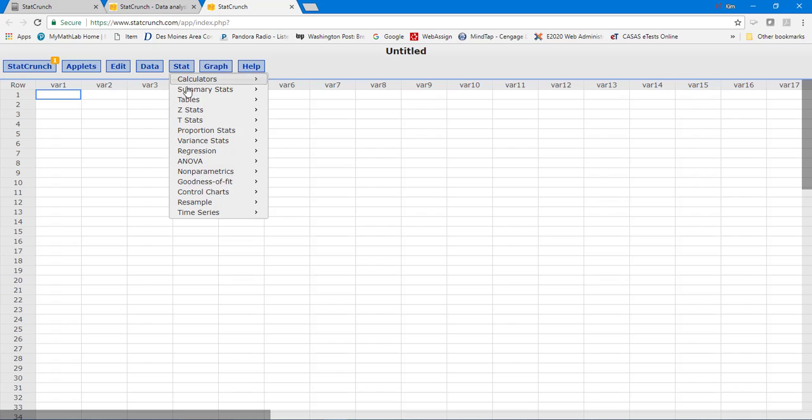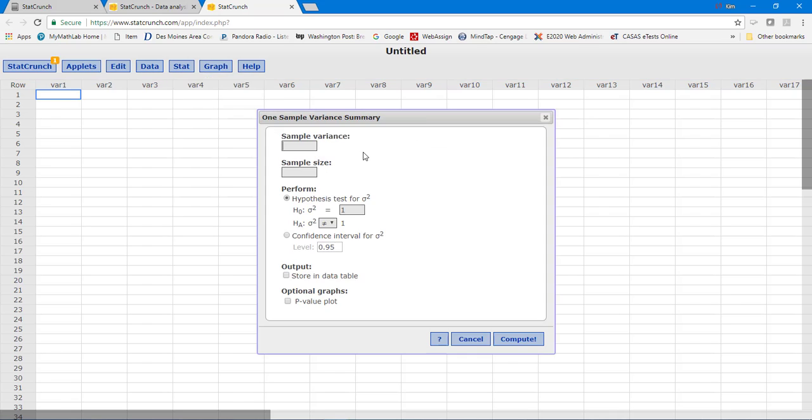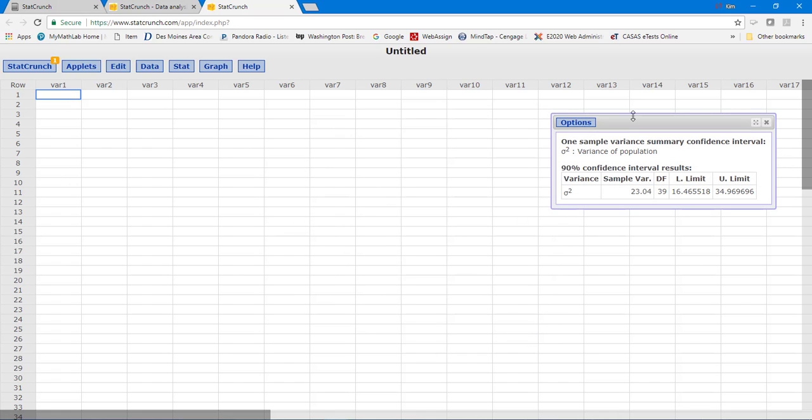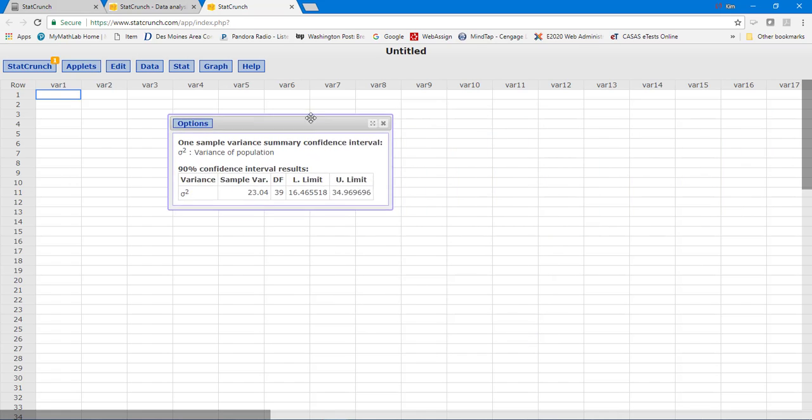So let's go to Stat, and we want to do Variance Statistics, One Sample with Summary. Now this asks for the sample variance, not the sample deviation. So I have to square 4.8 and I get 23.04. And then my sample size is still 40. I want to do a confidence interval, but I want to do it at 90%. And I'm going to do Compute. Okay, so here is my data.